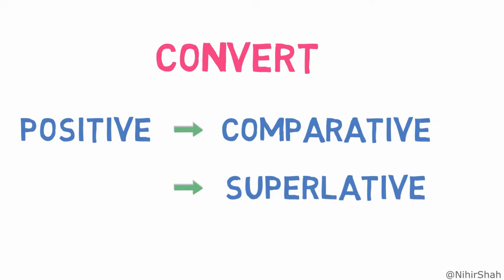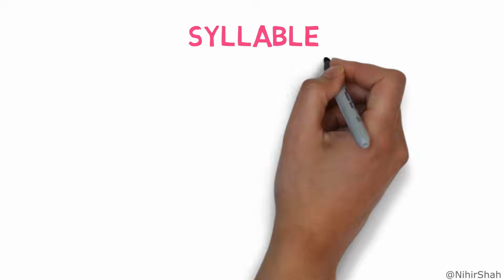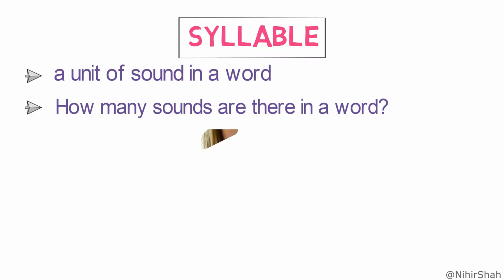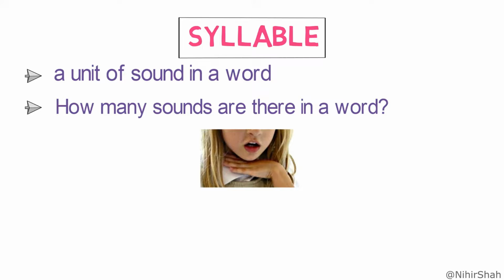But before we do that, we need to understand one important concept called syllable. So what is a syllable? A syllable is a unit of sound in a word. Suppose you are speaking a word. The syllable represents how many sounds are there in a particular word. To identify the number of syllables in a word, we can use the chin method. Place your hand under your chin. Say the word slowly. Each time your chin drops or touches your hand, it represents a syllable.